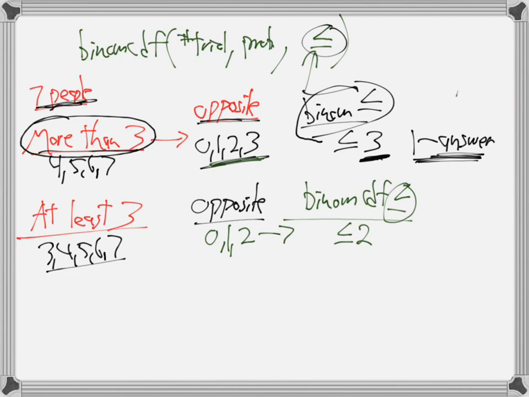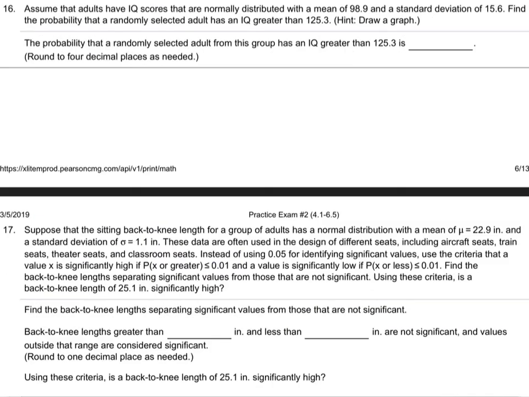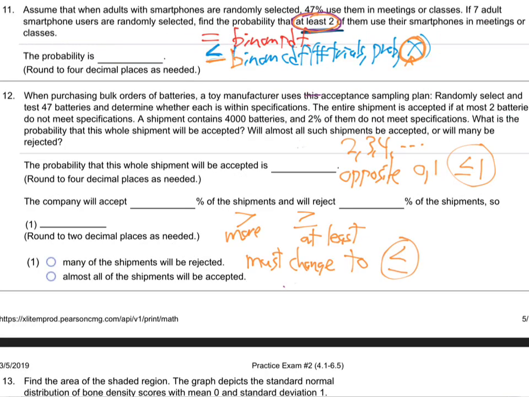All right. And so what would you do? You would do 1 minus the answer, putting in the 2, because that's the opposite, right? They actually want at least 3. All right. So let's go back to the problem, number 11. Ken, grab me after if you want to talk about this kind of thing. Let's take a look at this.